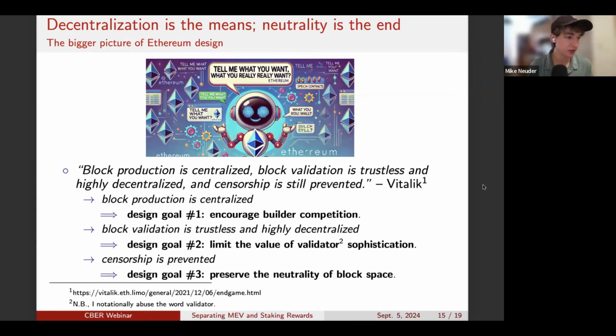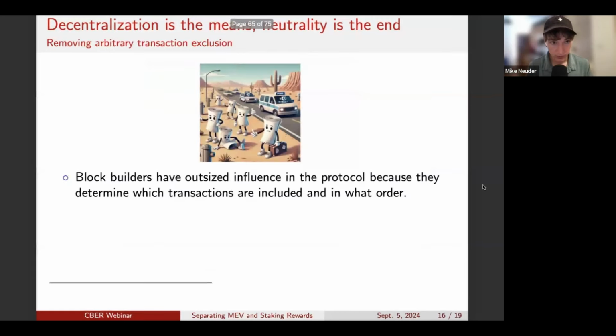It's like, no one has an advantage if they're trying to get a transaction or transfer included. It's included. And the main focal point in my mind here is removing arbitrary transaction exclusion from this world.